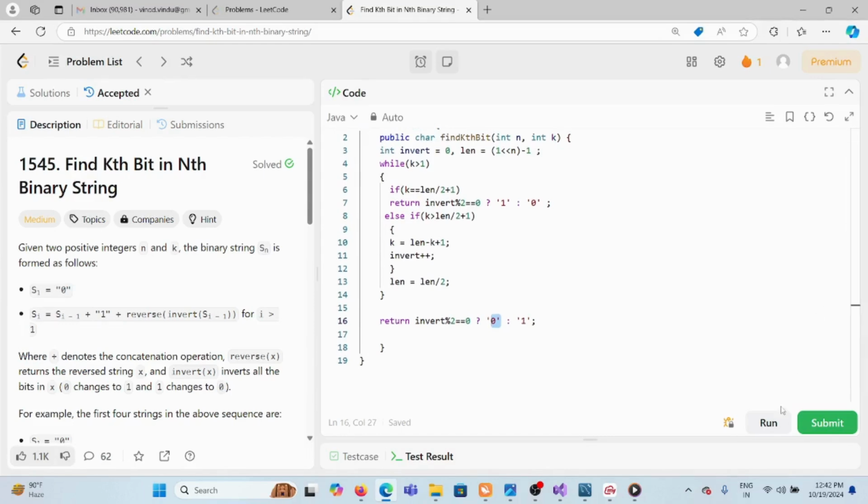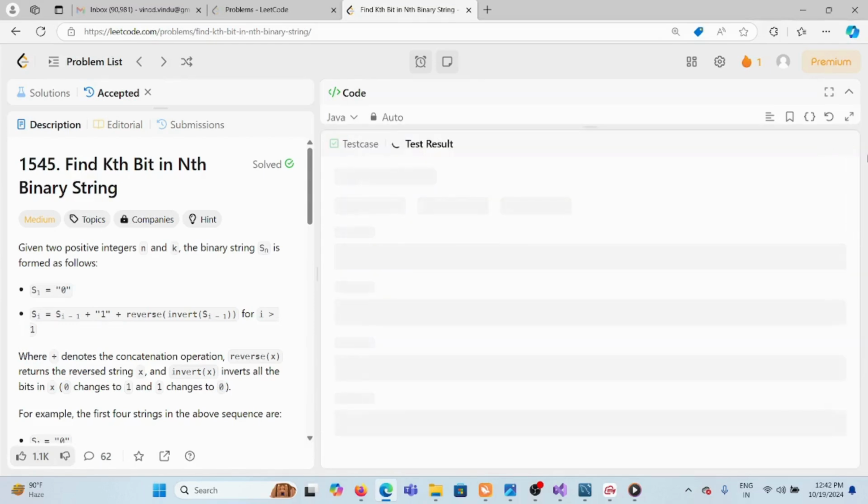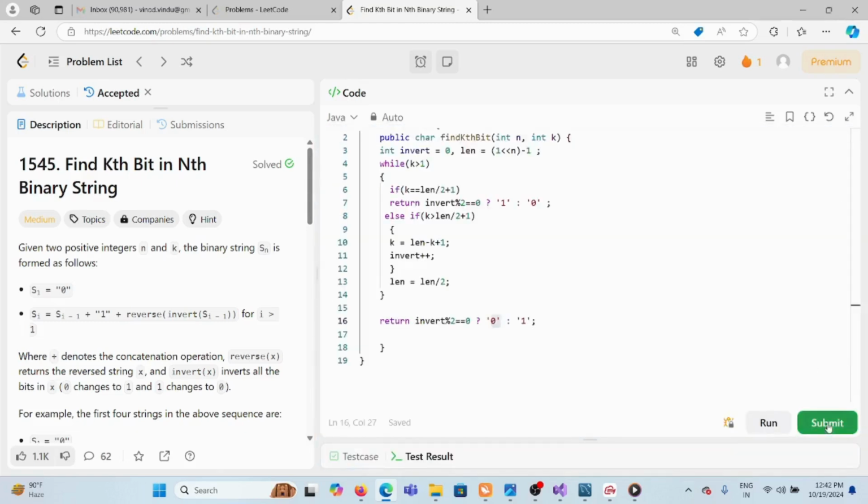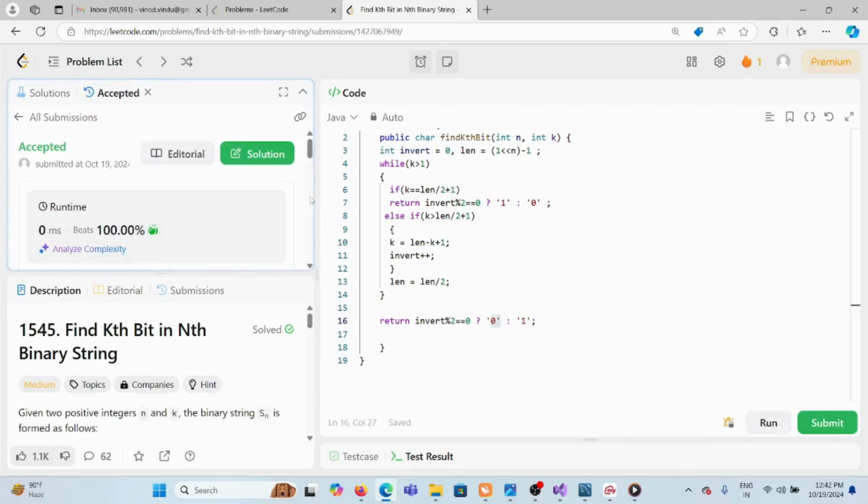Let me execute my code. I am executing this code. So it is accepted here. Let me try to submit it. So I am submitting it. Yeah, it is 100% faster.